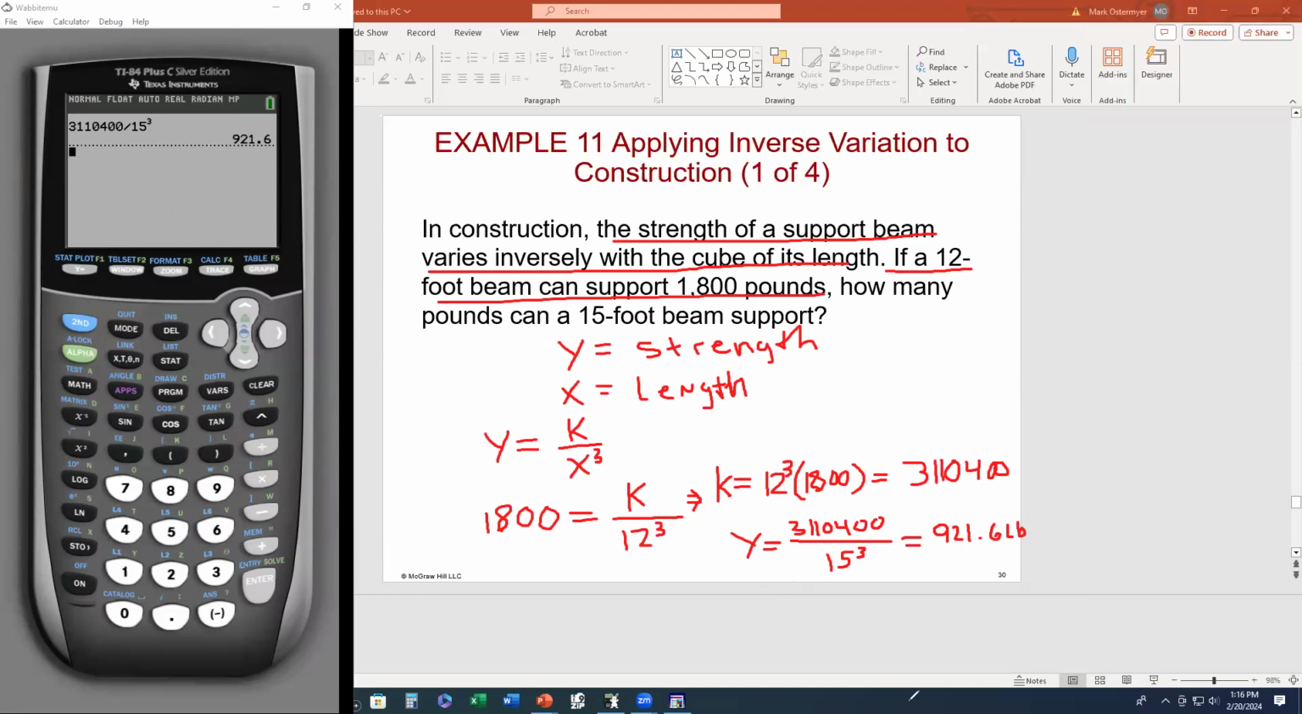How do you get the 12 squared? I mean the x cubed. How did I get the what now? Oh, x cubed? Yeah. Because it says the strength of the support beam Y varies inversely with the cube of its length. The cube of its length. What's the cube of x? Because x is the length. The cube of the length is x cubed.